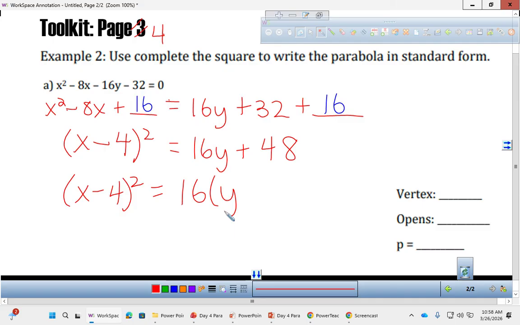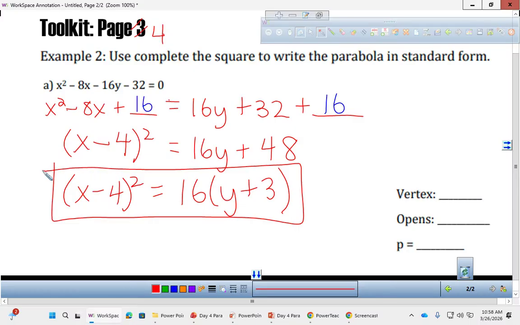So if I divide a 16 out of 48, I get a 3. This is the standard form of a parabola. Right now we have something squared on one side and then a GCF on the other. So we've used the complete the square method to find the standard form of a parabola.